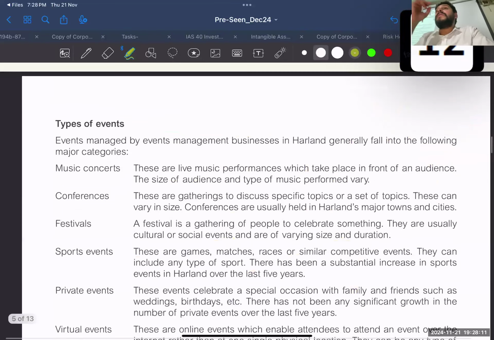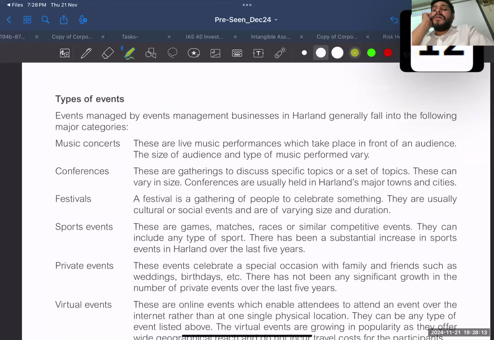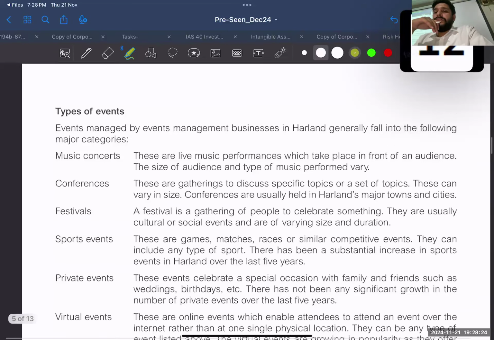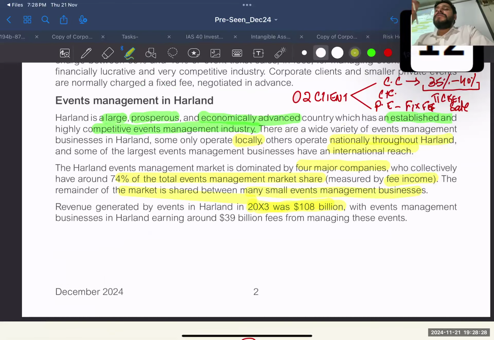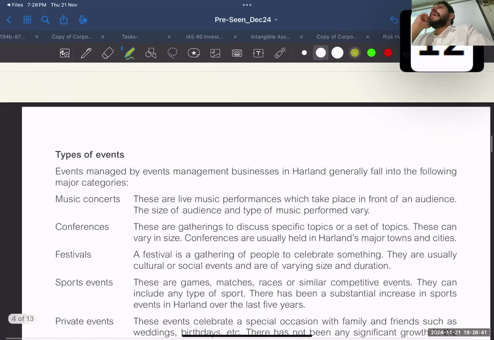Now, types of events. This is something important. There may be a question as to what other events can be included in our company profile. Revenue generated from the events in Harlem in 20x3 was 108 billion, with event management businesses in Harlem earning around 39 billion fee from managing these events. 74%. Okay. Now, types of events.